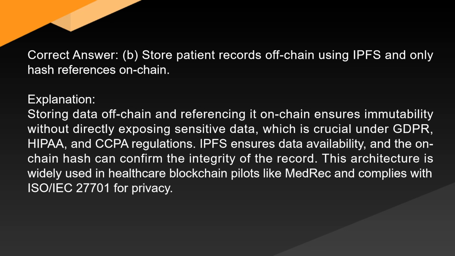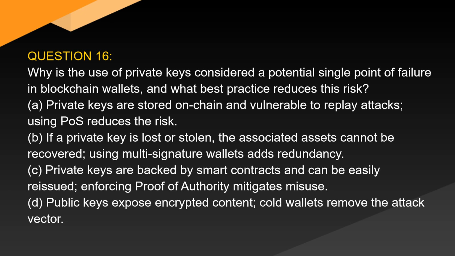Explanation. Storing data off-chain and referencing it on-chain ensures immutability without directly exposing sensitive data, which is crucial under GDPR, HIPAA, and CCPA regulations. IPFS ensures data availability, and the on-chain hash can confirm the integrity of the record. This architecture is widely used in healthcare blockchain pilots like MedRec and complies with ISO/IEC 27701 for privacy.